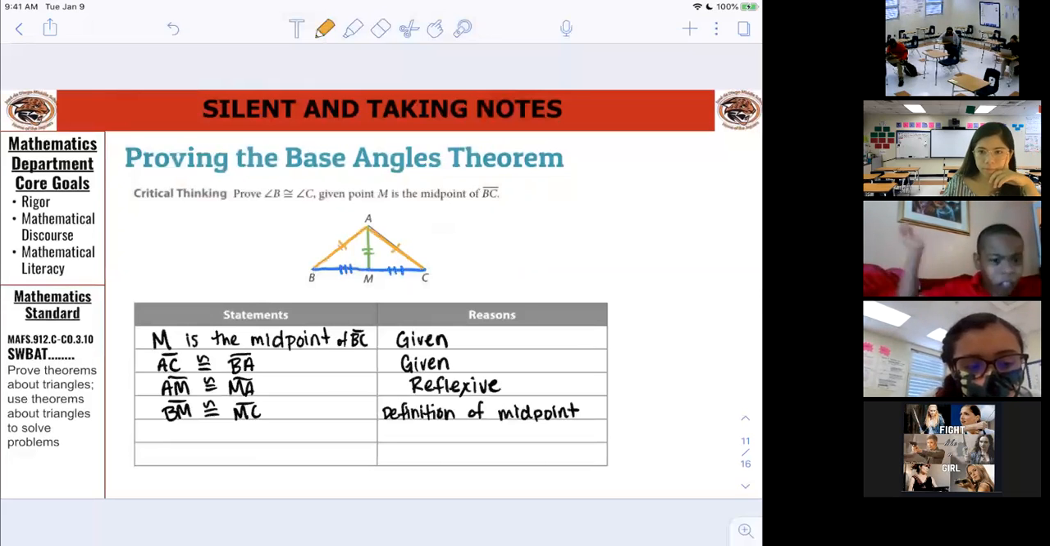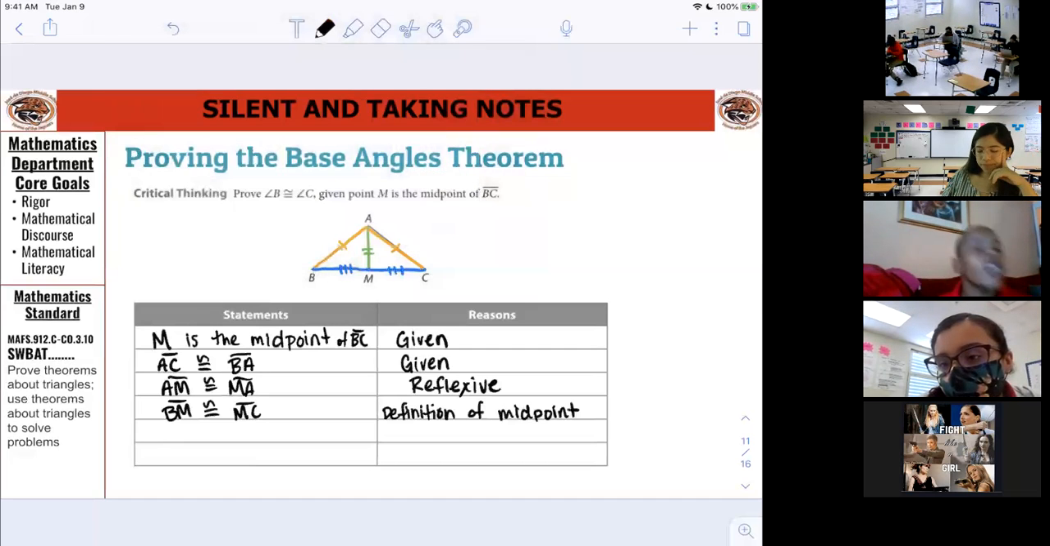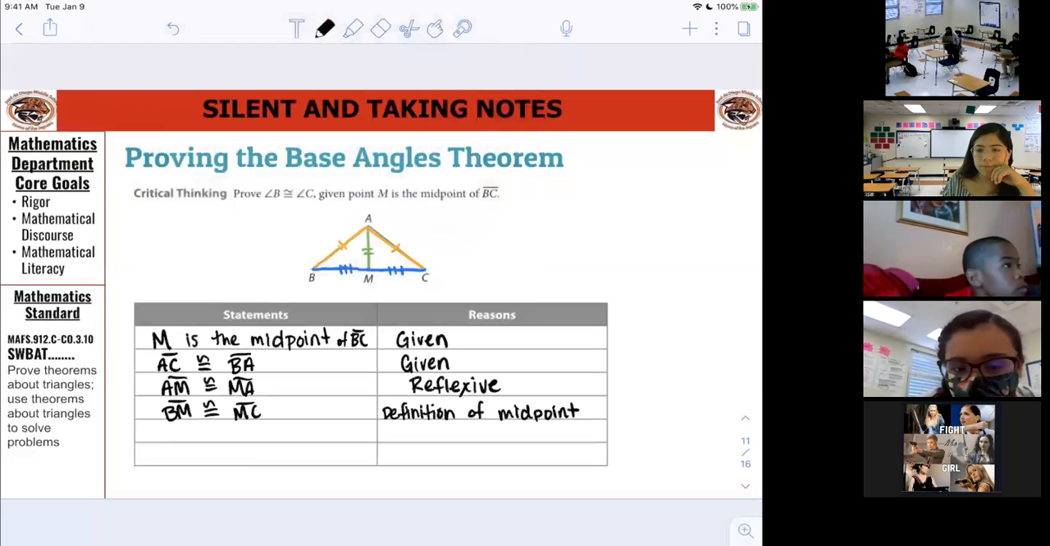Can't we use the base angle theorem? We're trying to prove the base angle theorem right now, so we can't use it as a reason. Oh, then we can already prove it, because the base angle theorem tells us that if the two sides are congruent, then the angles are congruent. Right. But we can't use it yet because we haven't proved that.